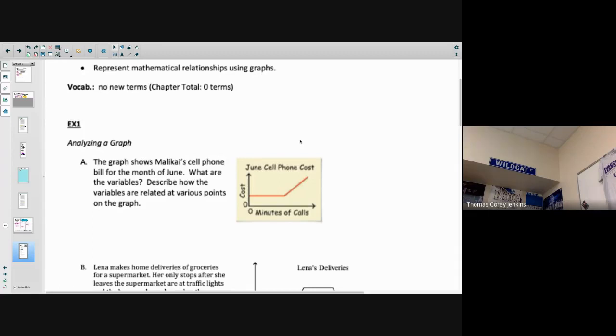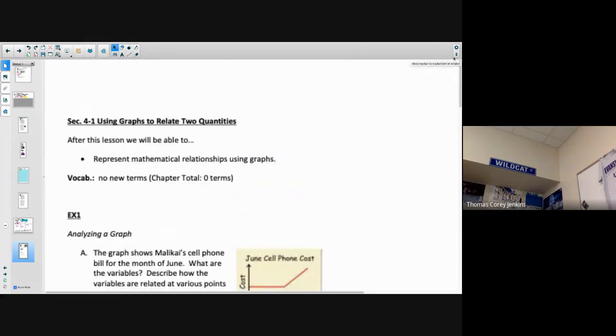This is going to be the first lesson of chapter 4. I think we only cover 3 or 4 lessons in this chapter, so it's going to come and go pretty quick. You know, we'll be studying for the chapter 4 test before you know it. So stay on the ball like we talked about in class yesterday.